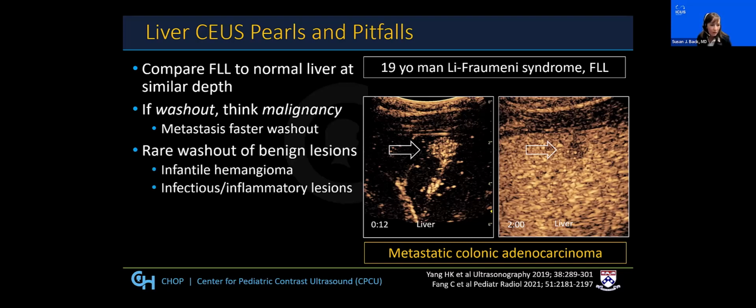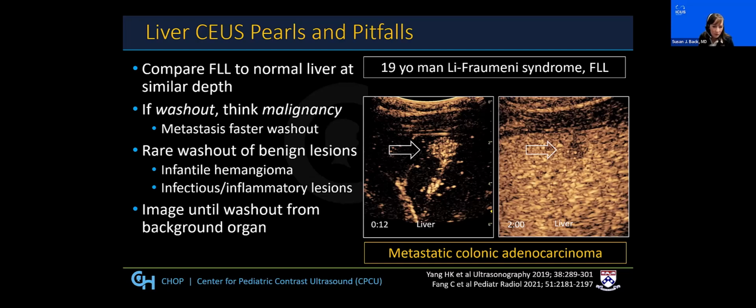There are rarely benign lesions which can have this pattern, and reported lesions that can do that are an infantile hemangioma or infectious or inflammatory lesions. But hopefully the clinical scenario and other supporting information about the patient will help you take the necessary next steps based on what you see on contrast imaging. And again, it's very important, because some tumors do have a delayed washout phase, that you watch the lesion until the background organ has washout of contrast.